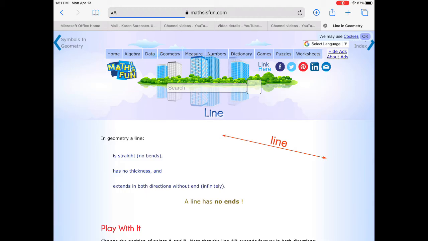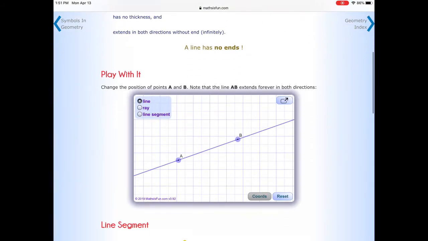A line is one-dimensional. A line is straight. It doesn't have a turn in it. It has no thickness, and it extends in both directions without end. So right away you see the problems, right? On this representation, this line in red has thickness associated with it. As soon as we put it on paper, it has thickness. And we can't draw something that goes on forever. So instead we put these little arrows on it to imply that it goes on forever, but our actual drawing does not.